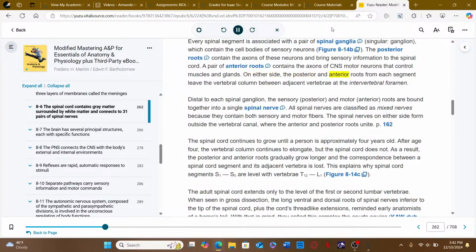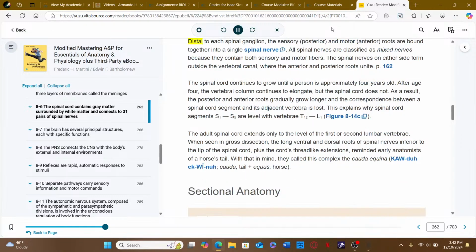On either side, the posterior and anterior roots from each segment leave the vertebral column between adjacent vertebrae at the intervertebral foramen. Distal to each spinal ganglion, the sensory (posterior) and motor (anterior) roots are bound together into a single spinal nerve. All spinal nerves are classified as mixed nerves because they contain both sensory and motor fibers. The spinal nerves on either side form outside the vertebral canal, where the anterior and posterior roots unite.